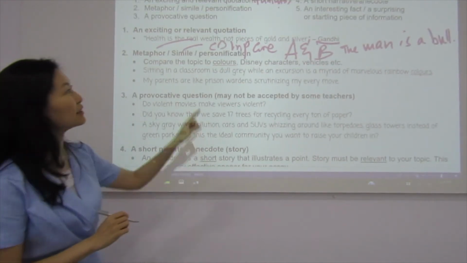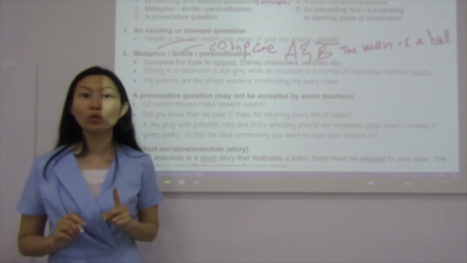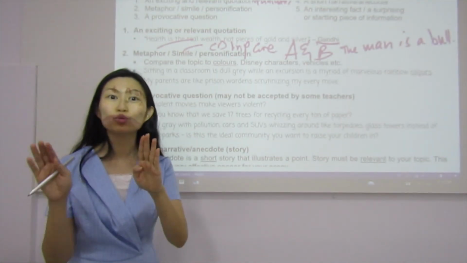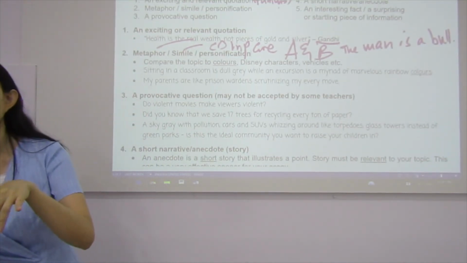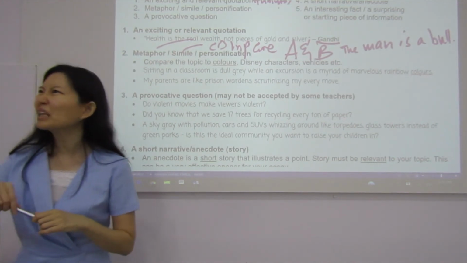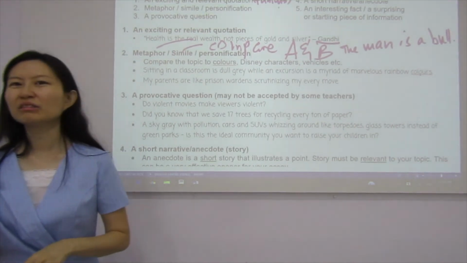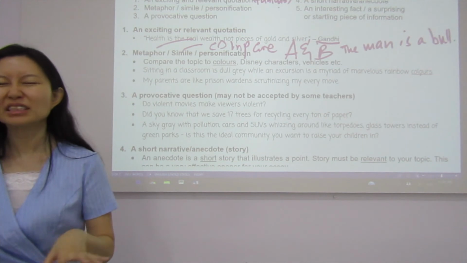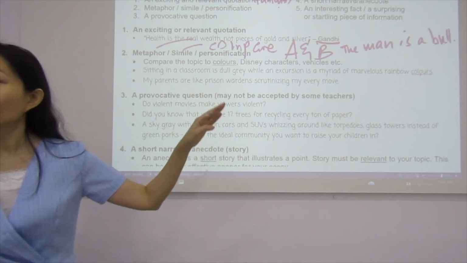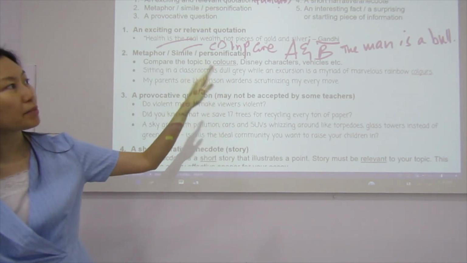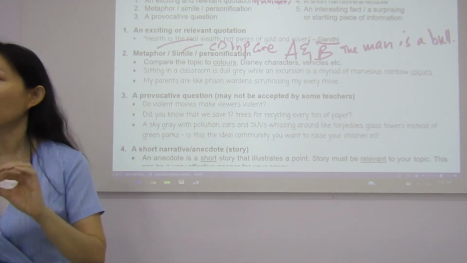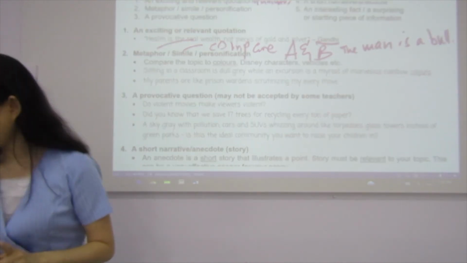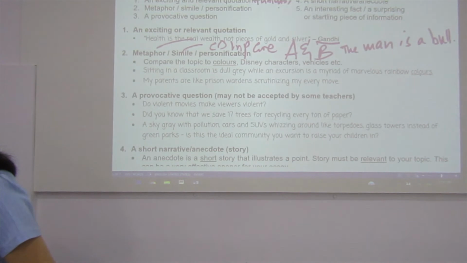Okay, look at this sentence. The man is a bull. We are comparing the man to what? Yeah, to a bull. We say, wow, this guy, the way he behaves is so much like a bull, right? So this is a comparison. I'm comparing man and bull. That's a metaphor.